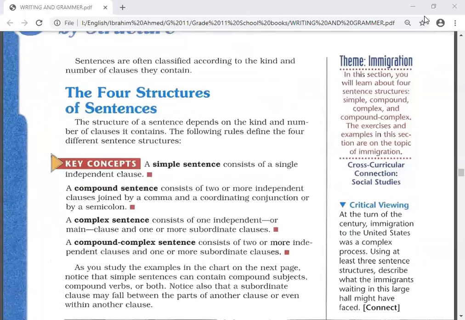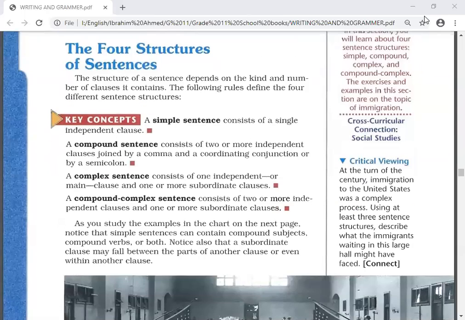A compound sentence consists of 2 or more independent clauses. Both clauses are independent. They are joined by a comma and a coordinating conjunction, one of the fanboys, you know: for, and, nor, but, or, yet, so. But the most common ones are and, but, as you know, or by a semicolon. A semicolon can separate the 2 independent clauses in a compound sentence.